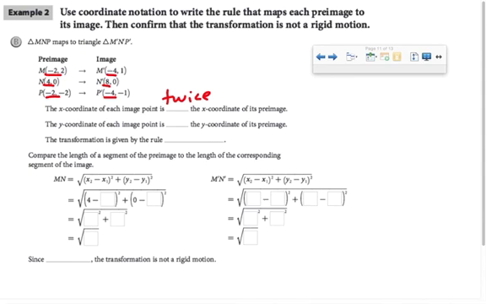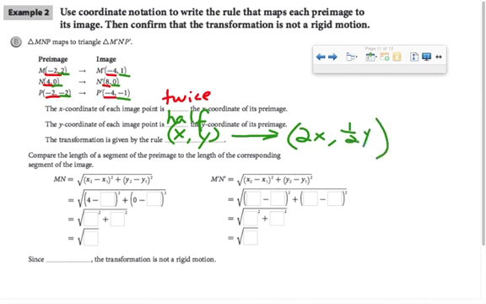The y-coordinate of each image point, let's compare those. Again, I would hope that you would notice that it is half. So the transformation would be given by the rule x comma y becomes 2x comma 1/2 of y. And then they want us to compare the lengths of one of the pairs of segments in order to demonstrate that this is not a rigid motion.